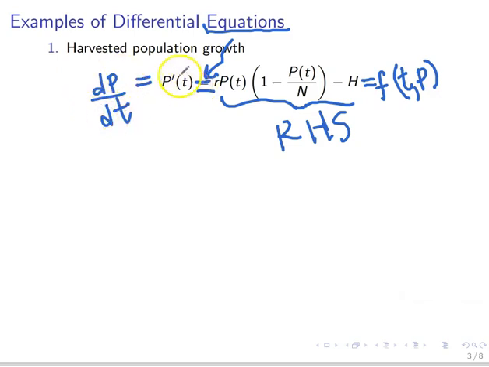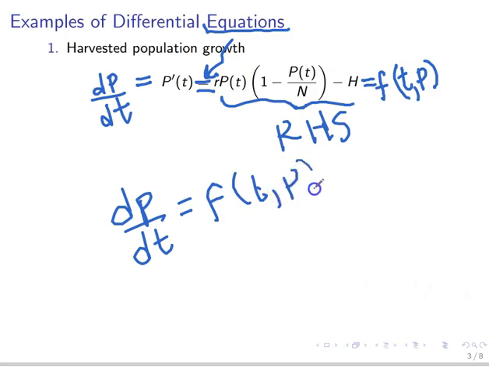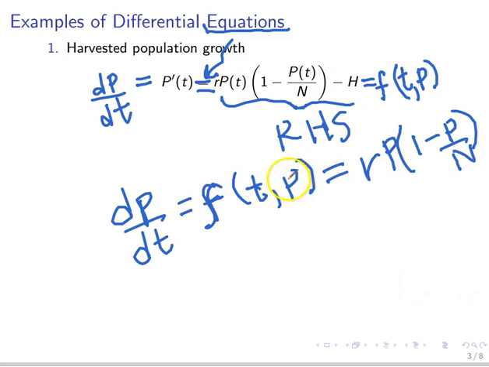If we use the quotient notation, then we would say something like: dP dt equals f of t comma p, and that expression f in this case is something that looks like rp times quantity 1 minus p divided by n. Okay, so this is a simple example of a harvested population, and we'll discuss this in more detail much later. But in terms of writing the differential equation, these are the different ways of reading and rewriting this equation.